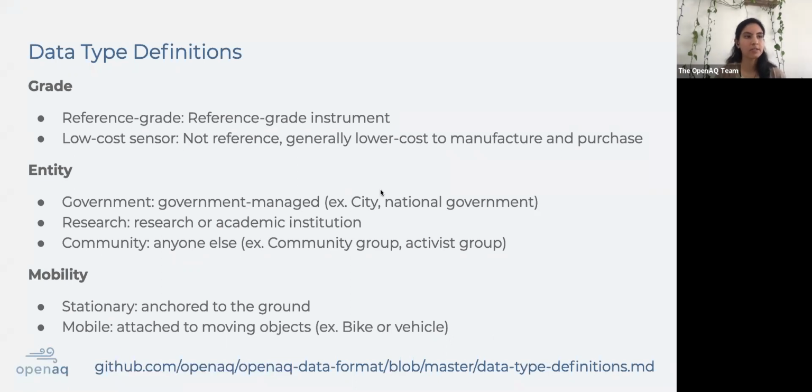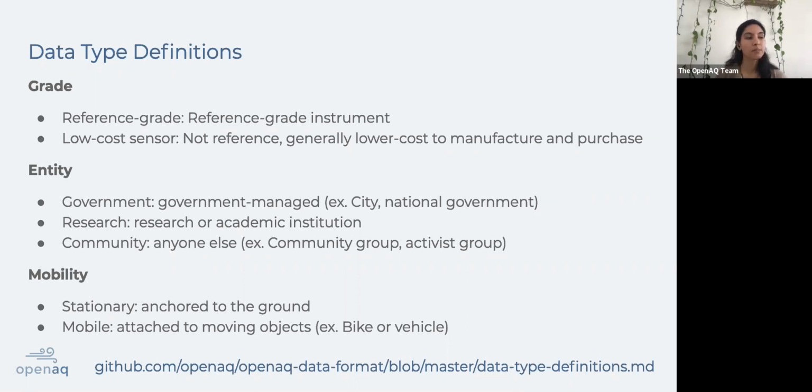So we have government. This could be a city or a national government. We also have research, meaning a research or academic institution, for example, Carnegie Mellon. And then community is anybody else that doesn't fit into those two categories. So this could be a community group. It could be an activist group.